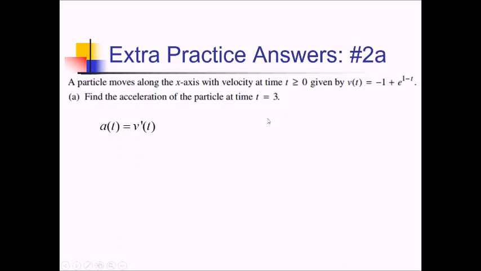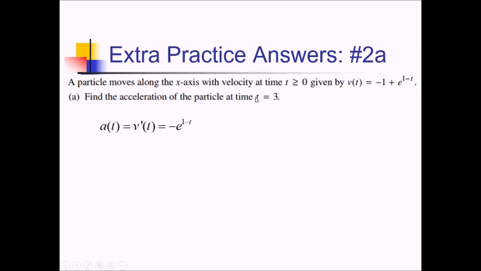Because I don't have the calculator to use on this problem, I actually have to figure out what v prime of t looks like algebraically. So this is going to be an exponential function. This 1 is going away because it's a constant, and then we have e to the 1 minus t, times a tail of negative 1, because that's the derivative of 1 minus t. So when the dust settles, negative e to the 1 minus t.